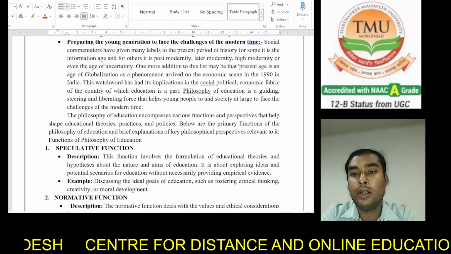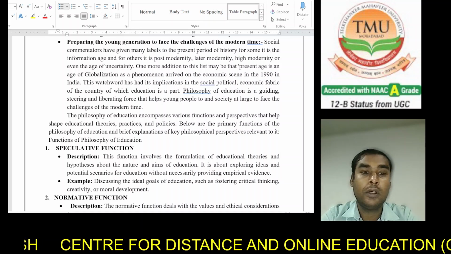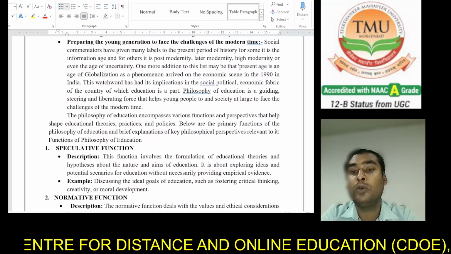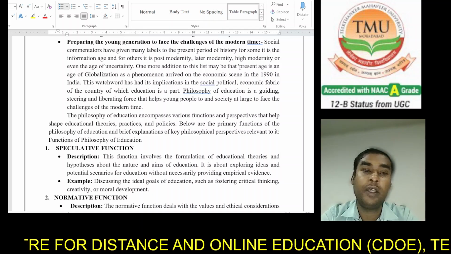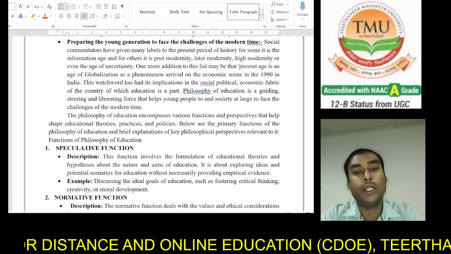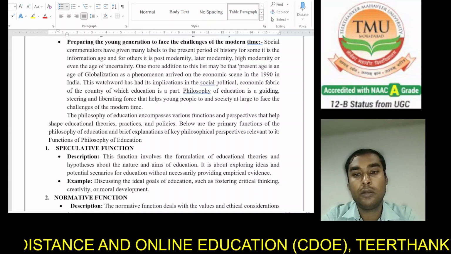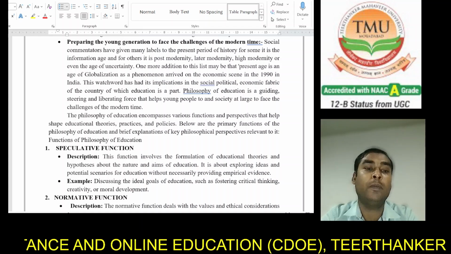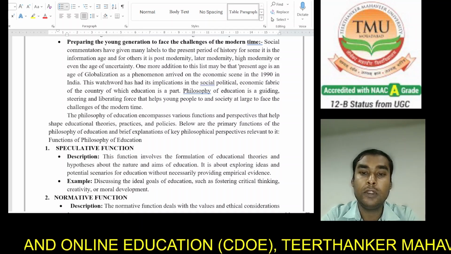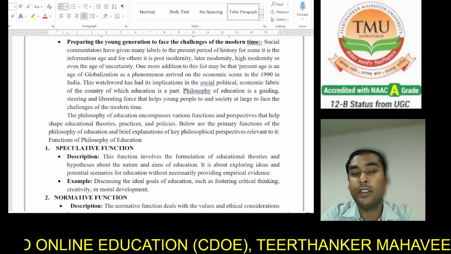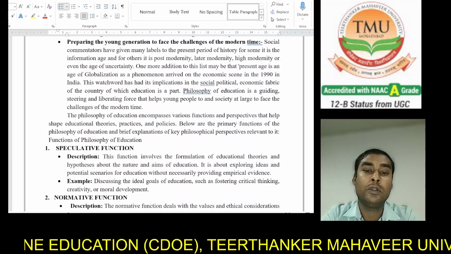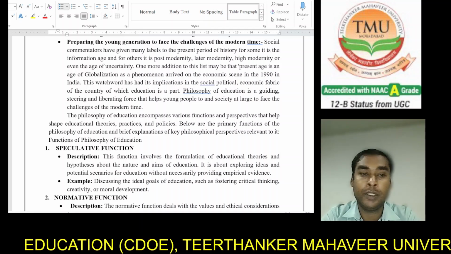Philosophy of education is a guiding, steering, and liberating force that helps young people and society at large to face the challenges of the modern time. The philosophy of education encompasses various functions and perspectives that help shape educational theories, practice, and policy. Some are the primary functions of philosophy of education, with a brief explanation of key philosophical perspectives relevant to it.